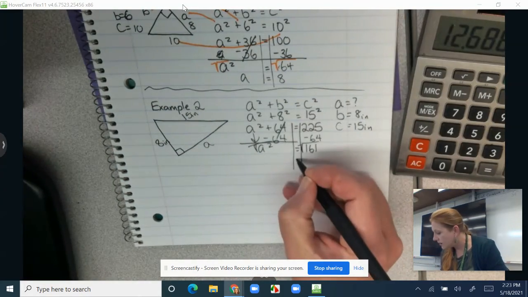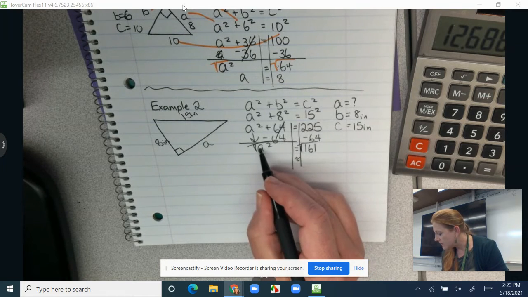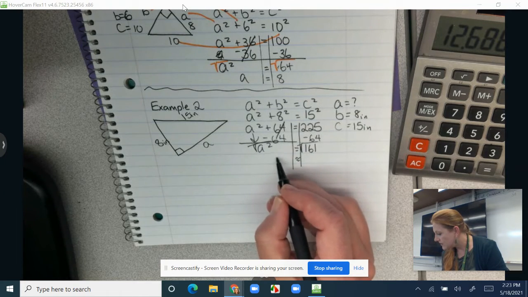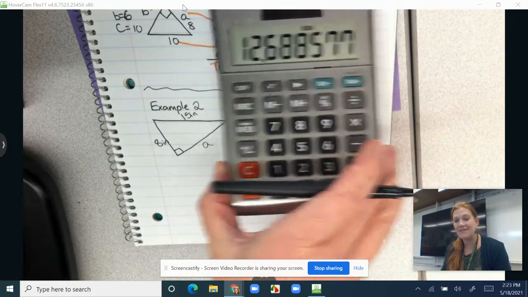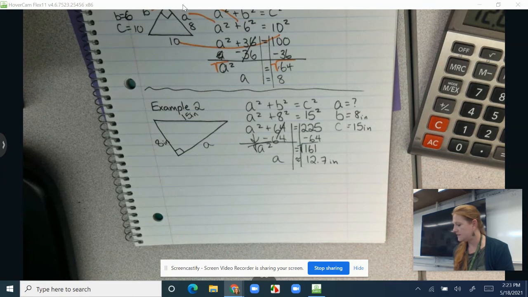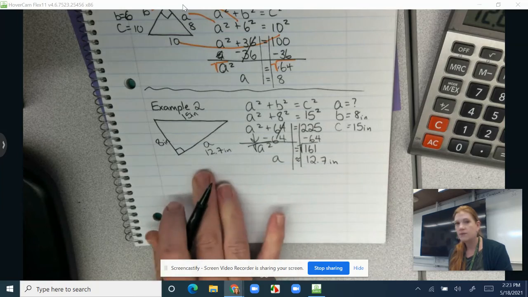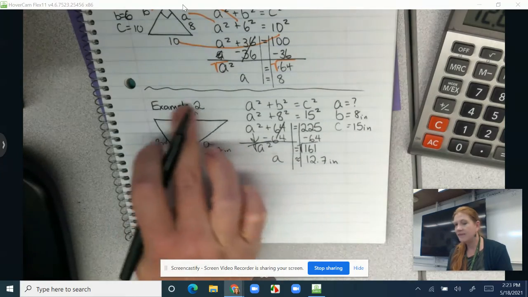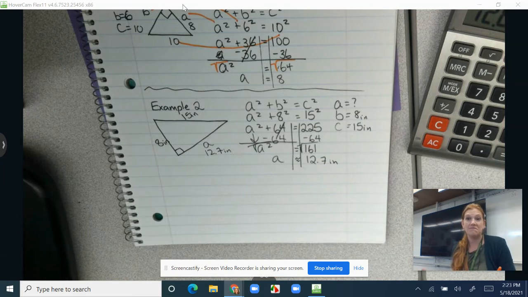12.7. So my approximate answer, wiggly lines, we know that the square root of A squared is A, and the square root of 161 we decided was 12.7. And we're talking inches. There we go. So 12.7 inches was our answer. And let's see if this looks about right. 8 and 12.7, and then the hypotenuse is 15. Seems approximately correct to me.